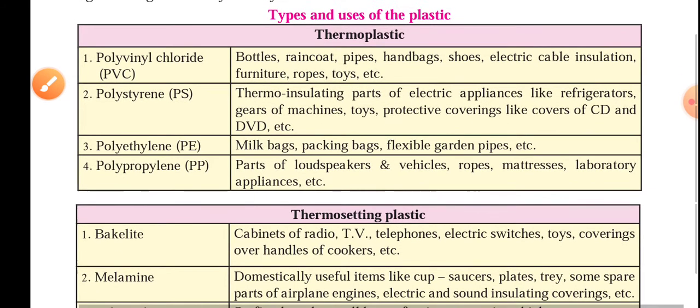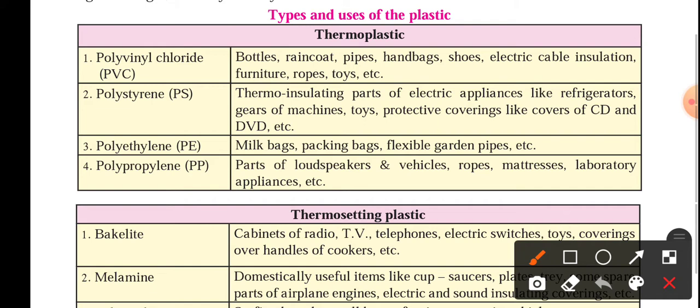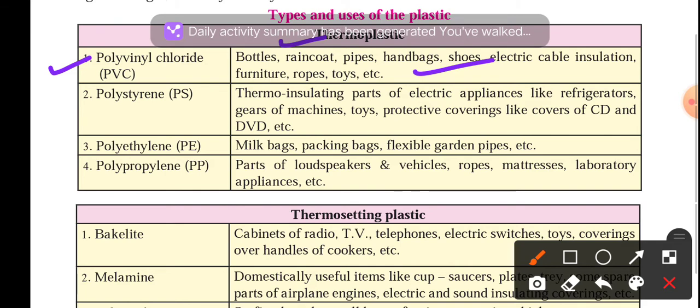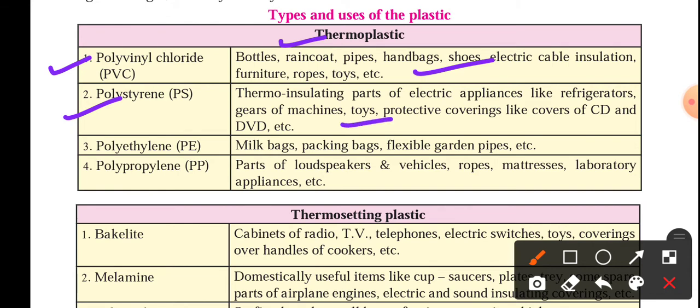Now the types and uses of plastics: what different types of plastics do we have? In the category of thermoplastic, the first one is PVC, polyvinyl chloride. It can be used for bottles, raincoats, pipes, handbags. If you observe, all these things are soft and easily foldable. Further is polystyrene: thermoinsulating parts of electric appliances like refrigerators, gears of machines, toys, protective coverings like covers of CDs and DVDs, etc. And then polyethylene, that is PE: milk bags, packaging bags, flexible garden pipes, etc.